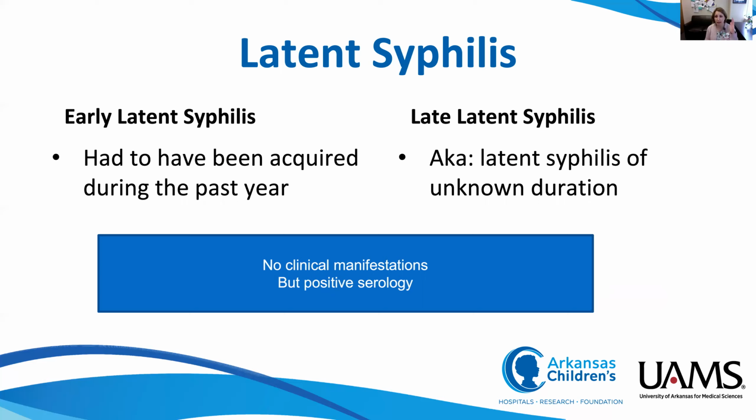And if you don't have those serial serologic tests, and somebody comes in randomly and they have a positive test, then you put them in that late latent syphilis or latent syphilis of unknown duration bracket. And that comes into more importance later when we talk about treatment.